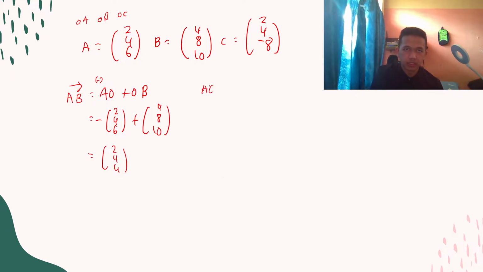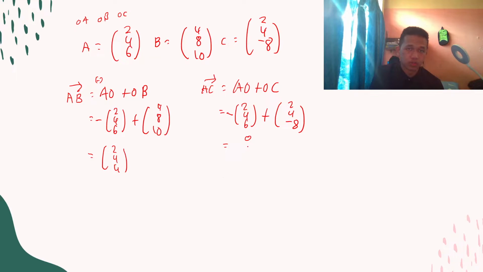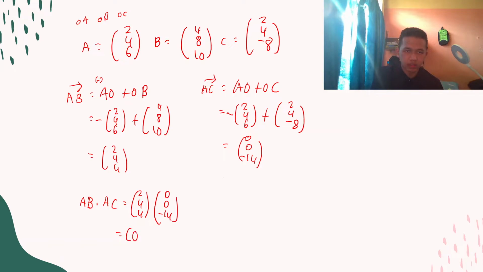After getting AB, we need to find AC now. AC is AO plus OC, same as AB. That means (-2, -4, -6) plus (2, 4, -8), which results in (0, 0, -14). And after we get AB and AC, we can now make the scalar product, which is AB dot AC, (2, 4, 4) dot (0, 0, -14). Make a calculation and we get 0, 0, and -56. That means the scalar product of AB dot AC is -56.